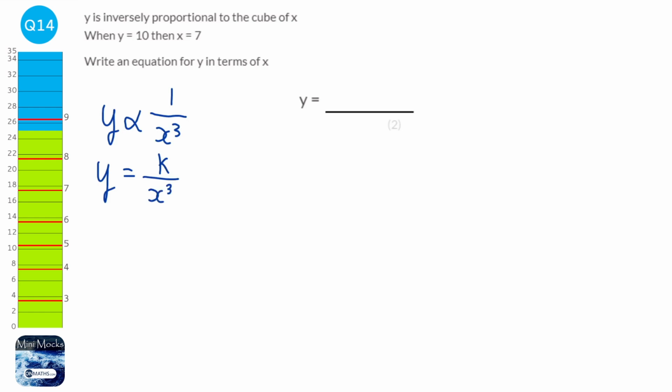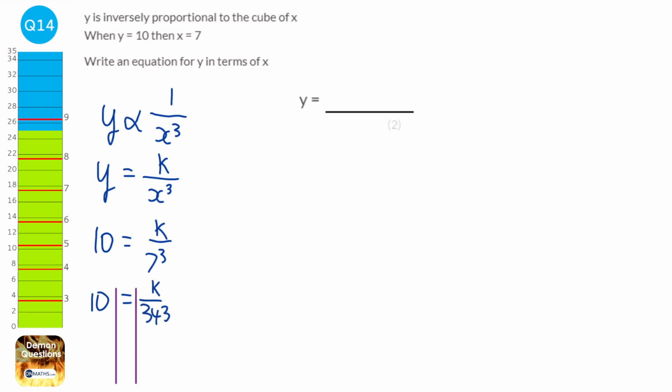Okay, now we need an instance where we know what y is when x is something, and here we do have that. So we've got y is 10 and x is 7. So we're going to feed those numbers into this kind of equation that we've made. So it's going to be 10 equals k over 7 cubed, or 10 equals k over 343. Okay. And then we're going to multiply both sides by the 343.